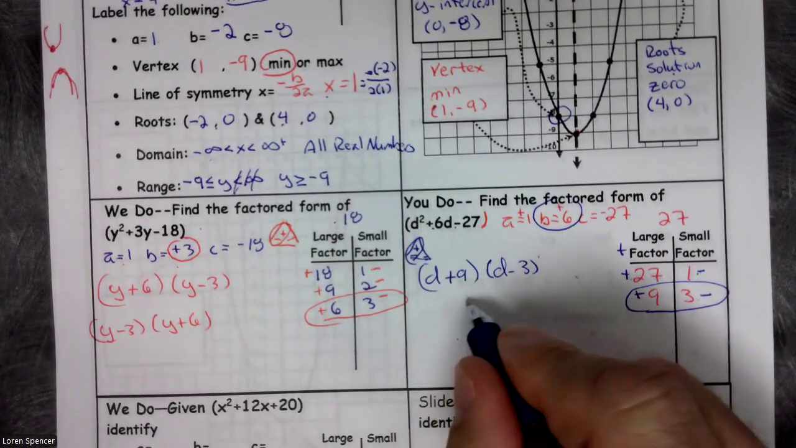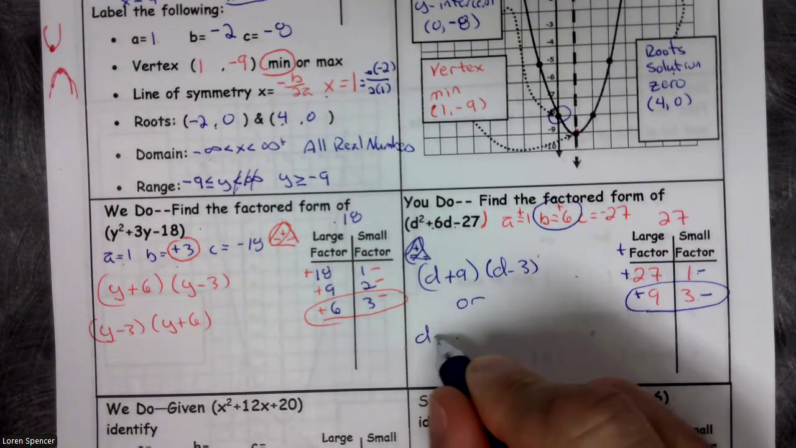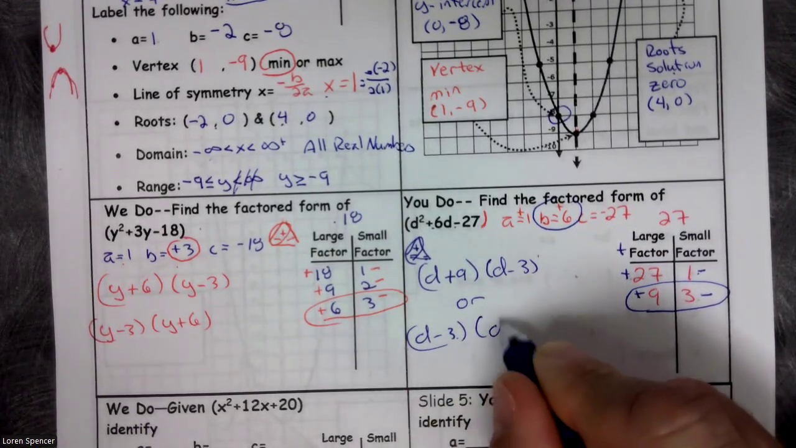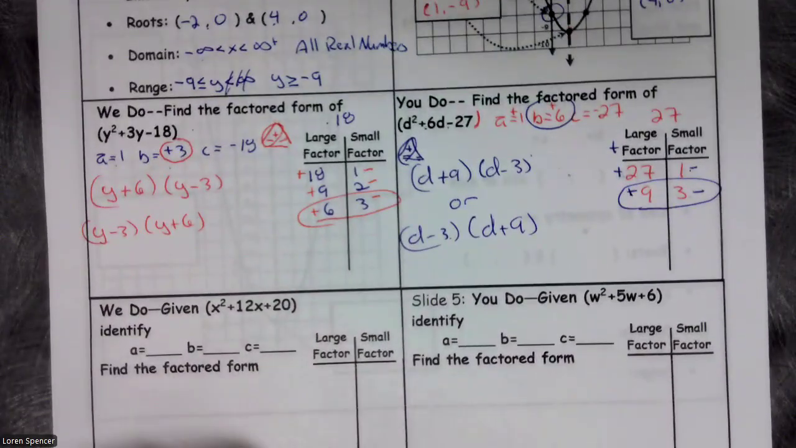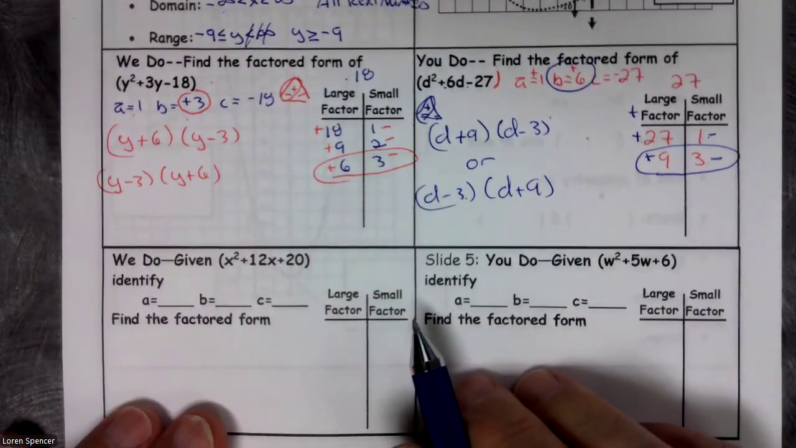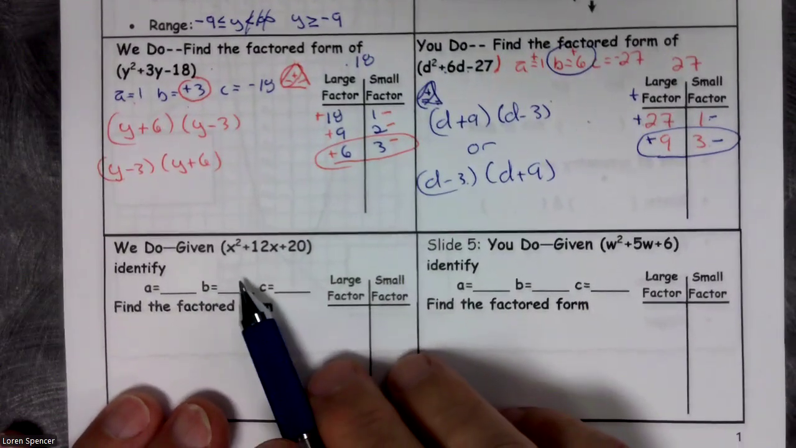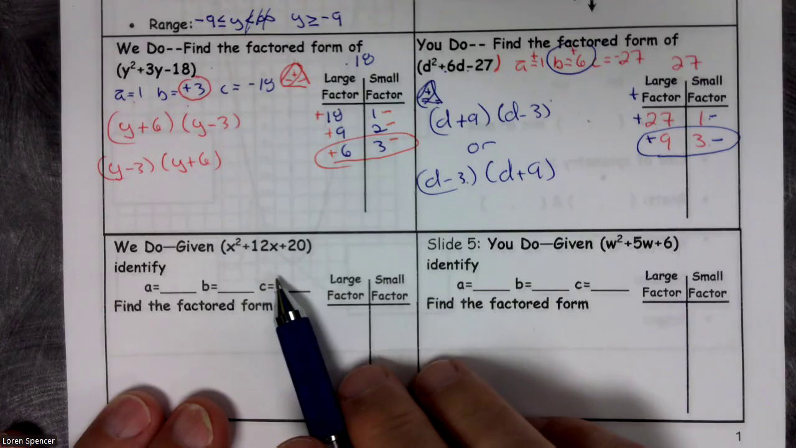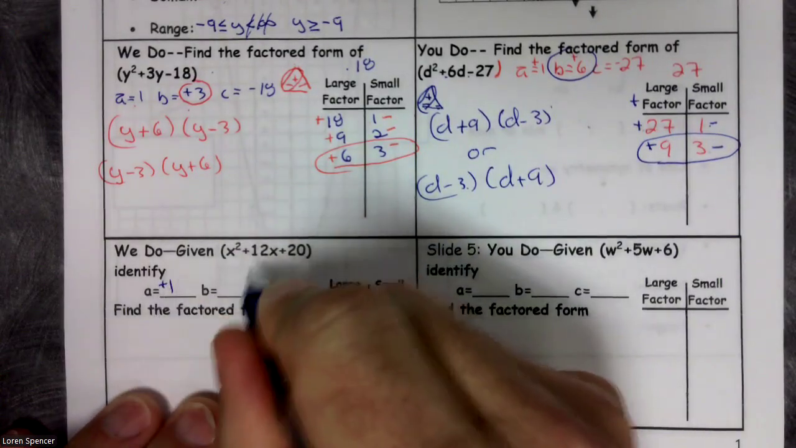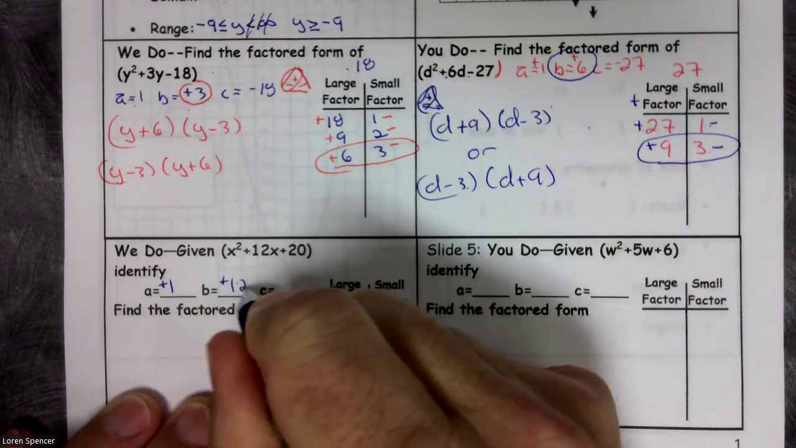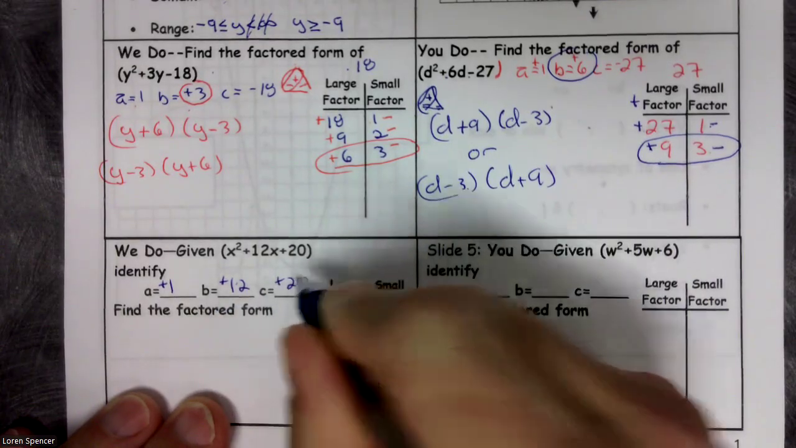Alternatively, you could have written d minus 3 times d plus 9. And that would have also been acceptable. Either one of those is fine. You don't have to do both of them. The next one, identify a, b, and c. Well, a is positive 1, b is positive 12, and c is positive 20.